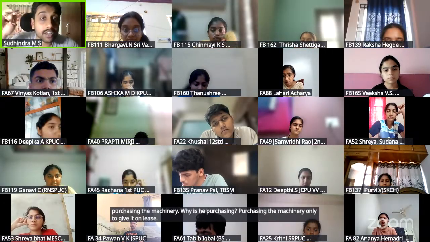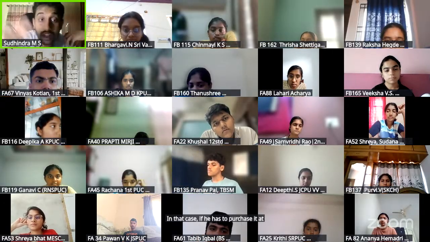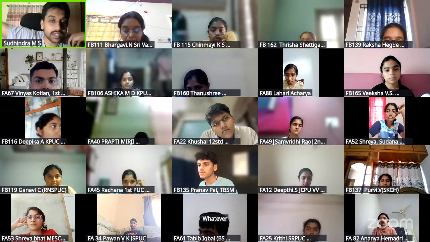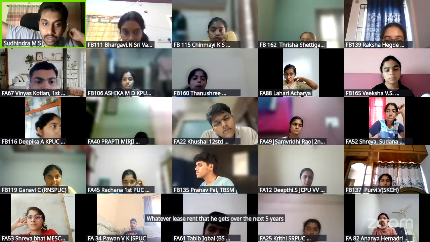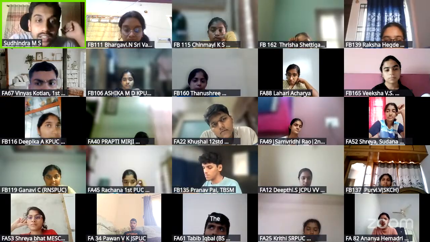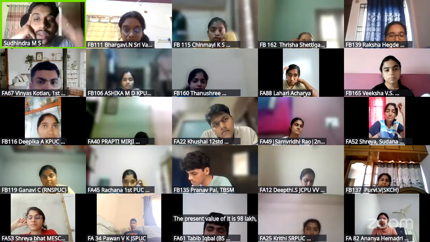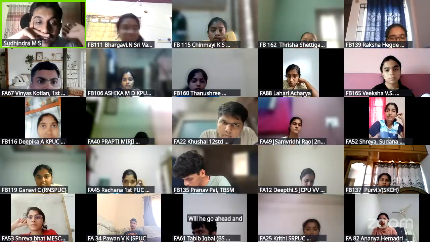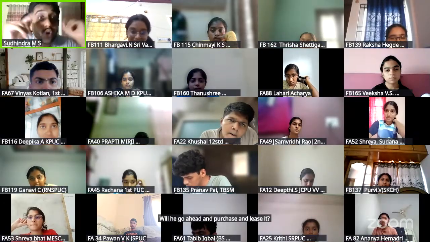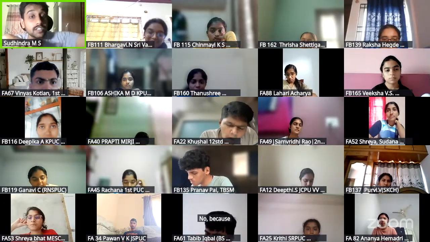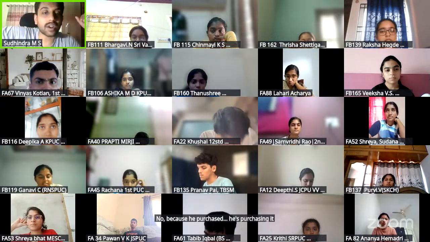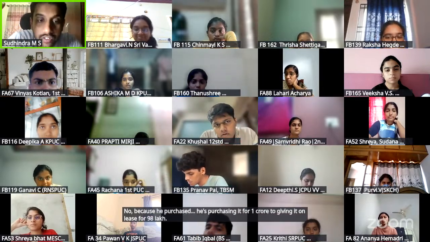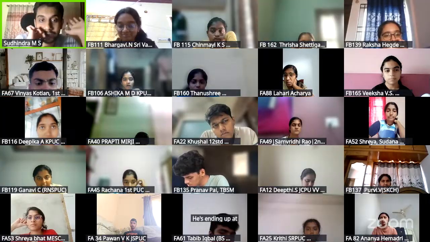In that case, if he has to purchase it at 1 crore, and whatever lease rent he gets over the next 5 years has a present value of 98 lakh, will he go ahead and purchase and lease it? No, sir. Because he's purchasing it for 1 crore to give it on lease for 98 lakh. He's ending up at a loss. So he won't do it.